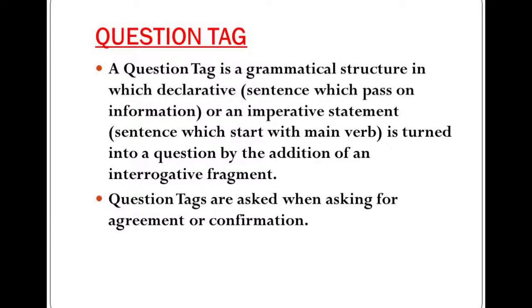Imperative sentence means a sentence which starts with the main verb, the principal verb. For example, get out, open your book, read aloud. These kinds of sentences are known as imperative sentences, sentences which lack a subject and start with a main verb. Such a sentence is turned into a question by the addition of an interrogative fragment, and that is what we call a tag here.